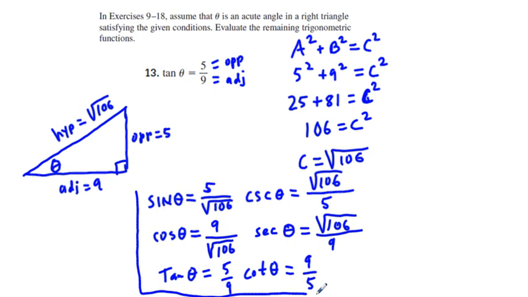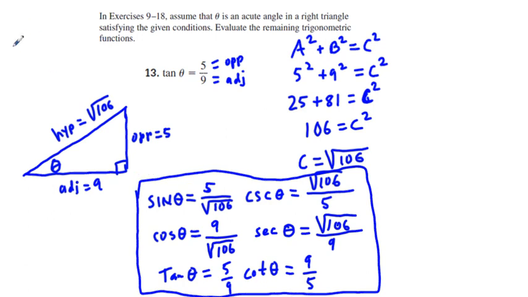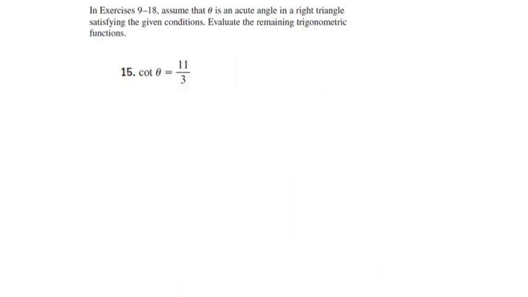Anyway, I'm going to box in these answers as our correct answers, and then resume, this time with problem number 15. Here we have the cotangent of theta equals 11 over 3. And again, cotangent is not going to be opposite over adjacent, it's going to be adjacent over opposite. So our adjacent side is going to be this 11, and our opposite side is going to be this 3.